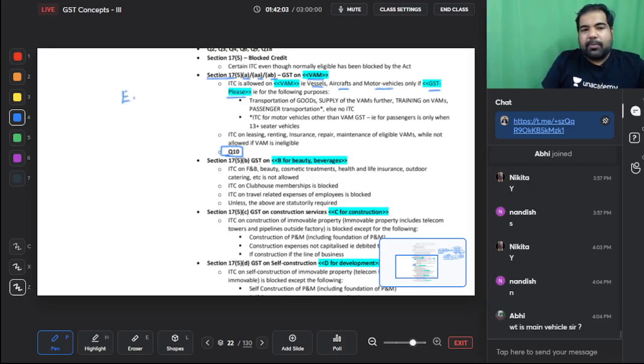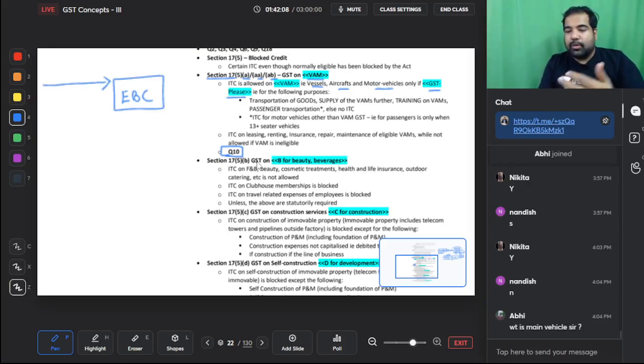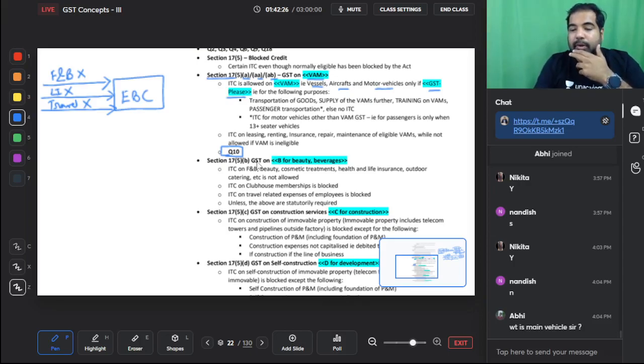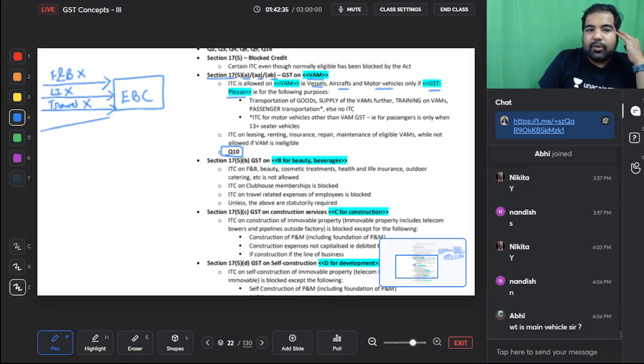Guys, if you are Electric Bike Company and you have food and beverages, let's say you throw a party, F&B, that is not allowed. If you've taken life insurance for your employees, etc., that is not allowed. If you have sponsored travel for your employees and you paid GST, on all these you will not be able to take credit. Guys, can you have a party in your office, food and beverage? Yes, but credit you will not get GST. Same for life insurance, same for travel, and same for beauty treatments, surgeries, beauty treatments, you will not get any credit. This is 17.5b. B is for beverages, B is for beauty, you will not get.